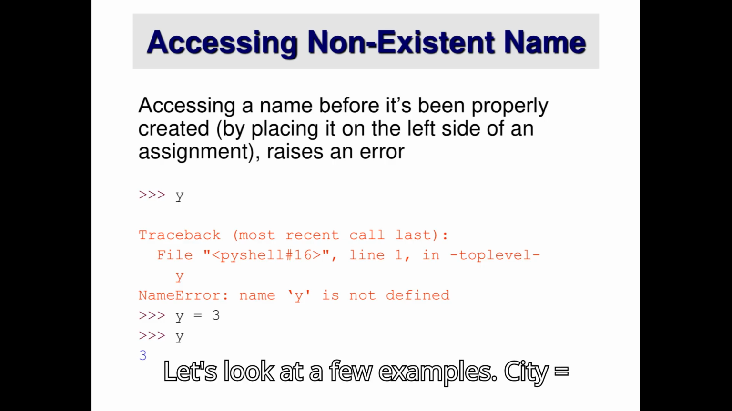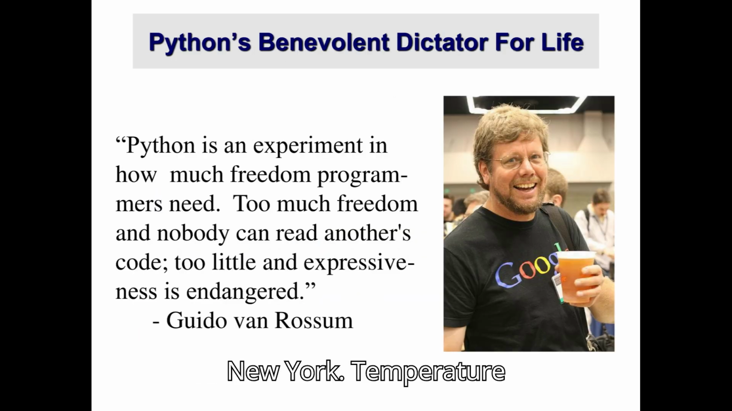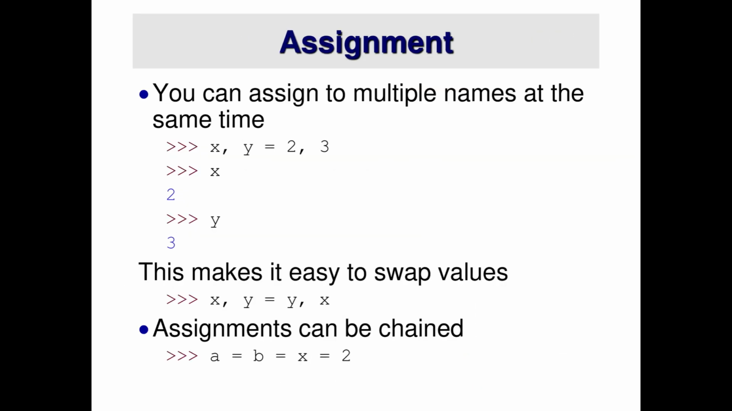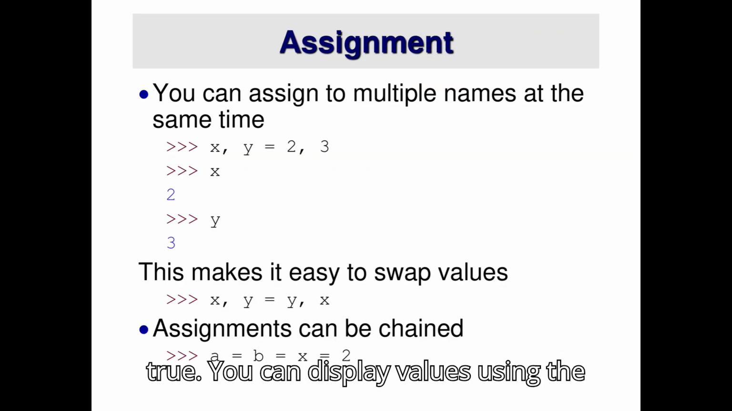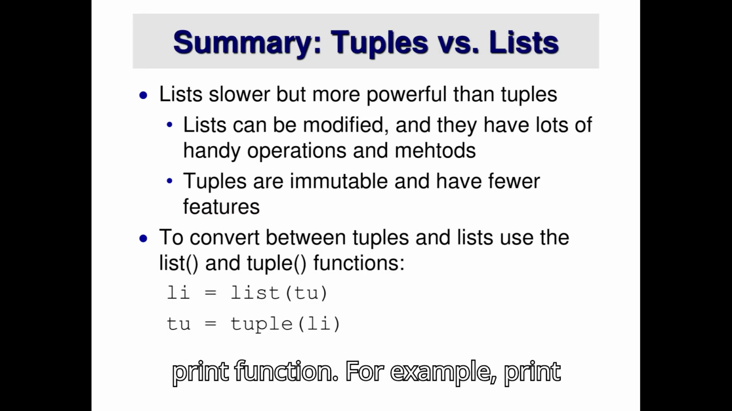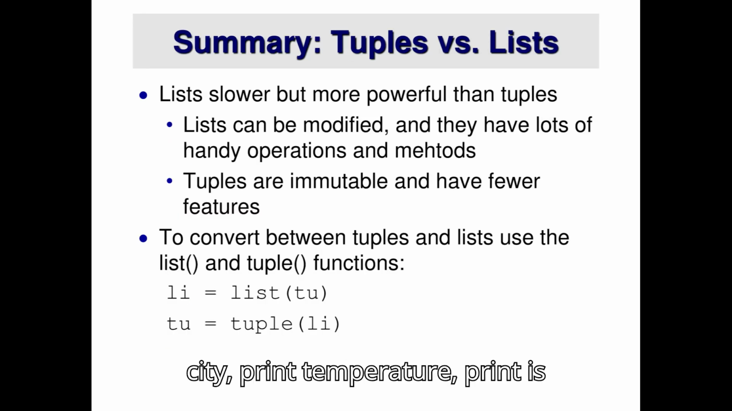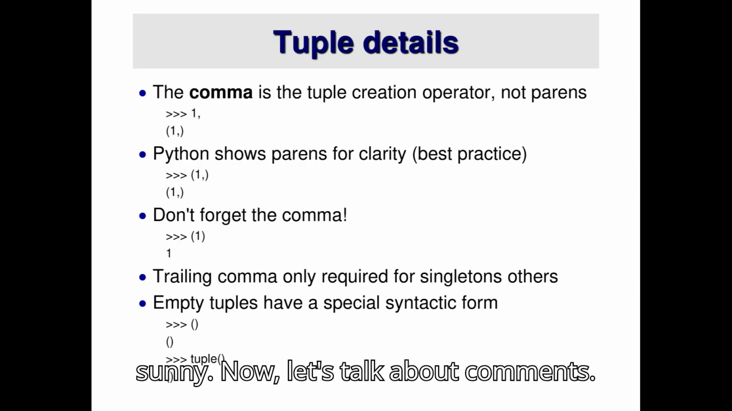Let's look at a few examples. city = "New York", temperature = 72.5, is_sunny = True. You can display values using the print function. For example, print(city), print(temperature), print(is_sunny).